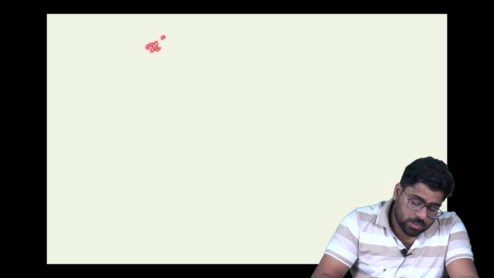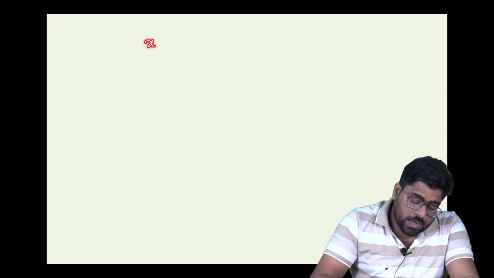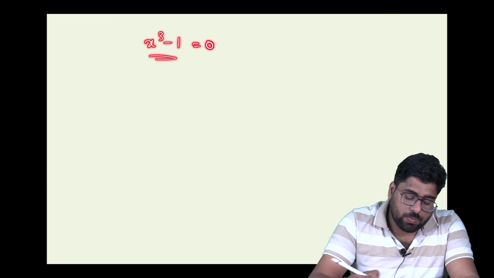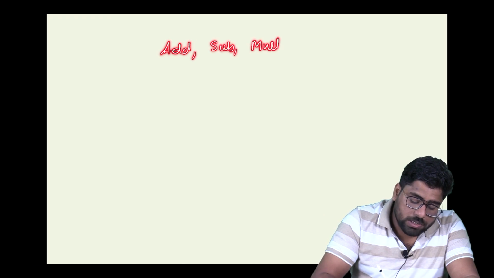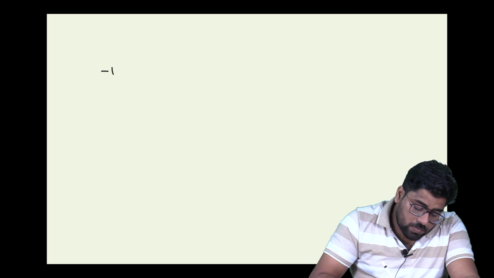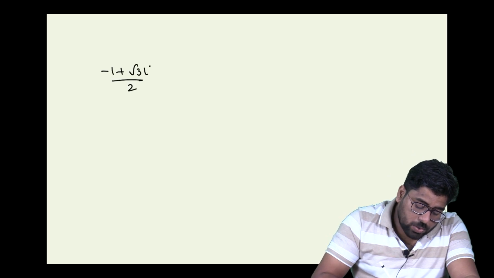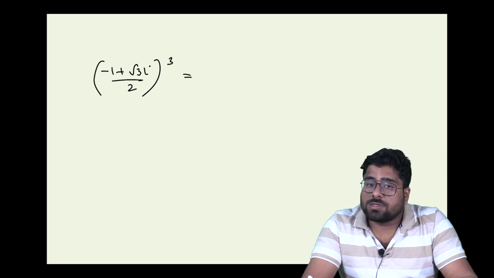Then we studied the concept of cube root of 1. Then I asked you to do something regarding x cube minus 1 is equal to 0. Then we studied the addition, subtraction, multiplication, and division of complex numbers. Please do remember, I had asked you to do one more thing: find out minus 1 plus root 3 i by 2, the whole cube, and try to find out the value. Now, how to find out this one?